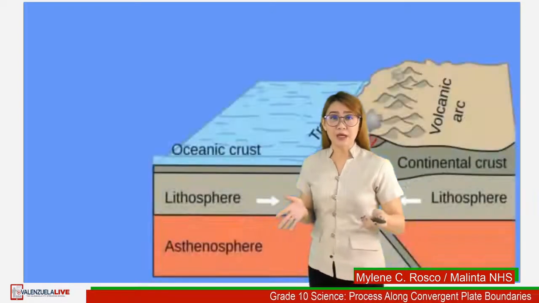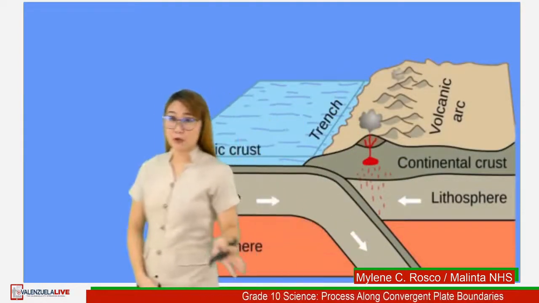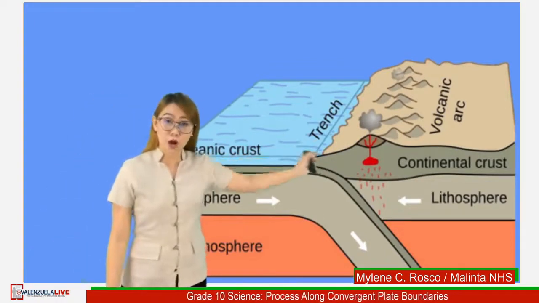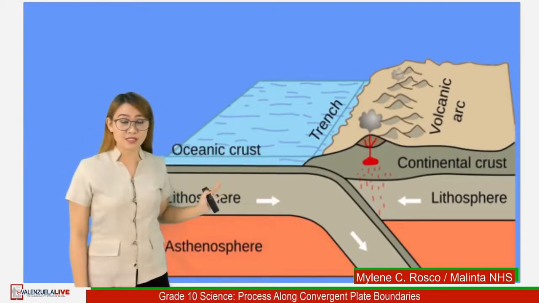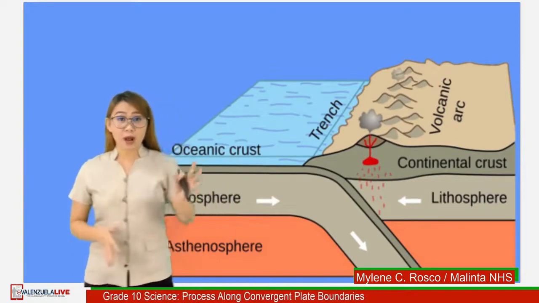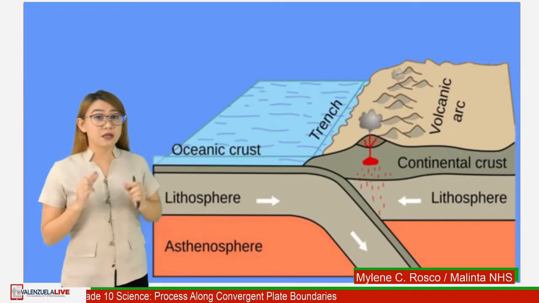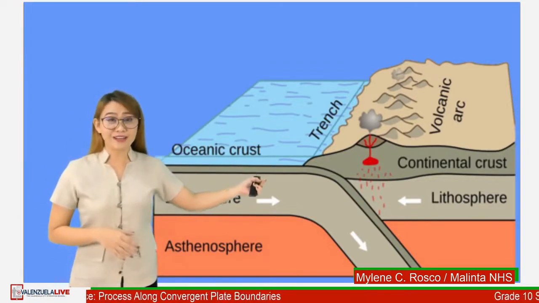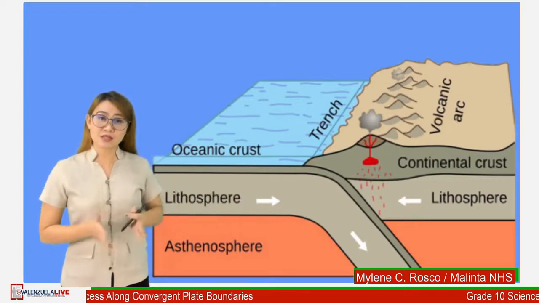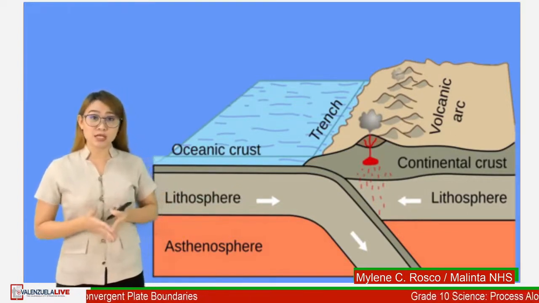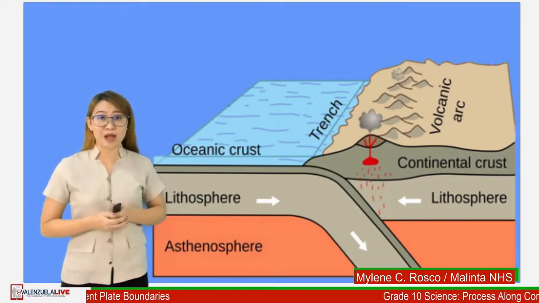Now remember that there are two types of crust, or two types of lithospheric plate. We have the continental crust and the oceanic crust. Continental crust is thicker but less dense, while the oceanic crust is thinner but denser compared with the continental crust. Now, this concept is important in understanding the different processes that occur along plate boundaries.